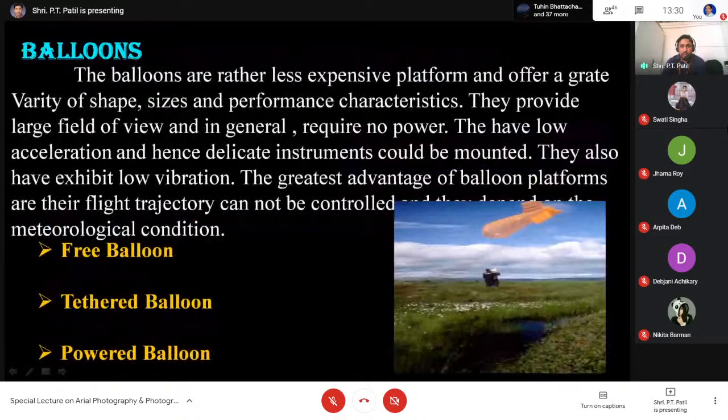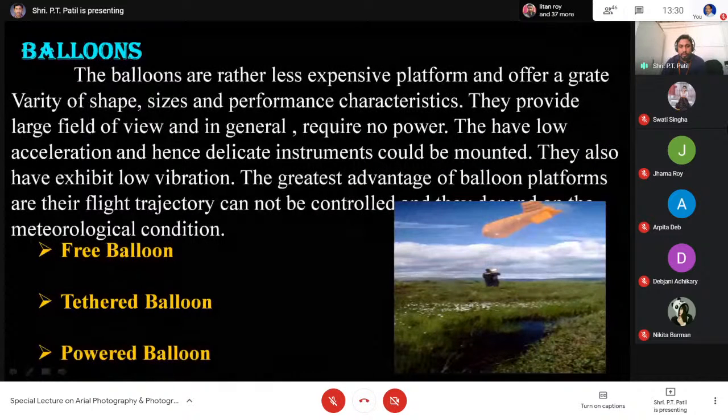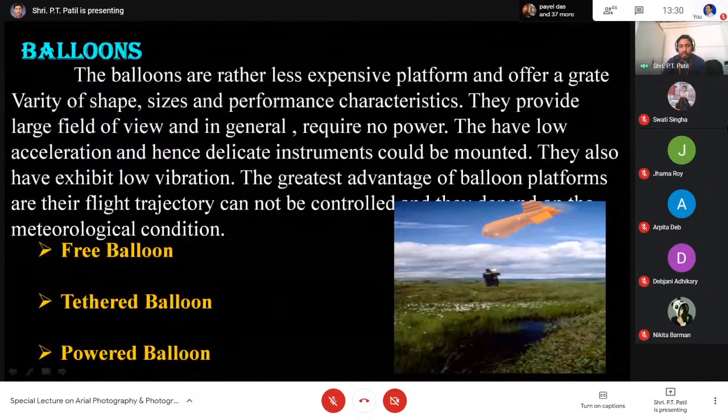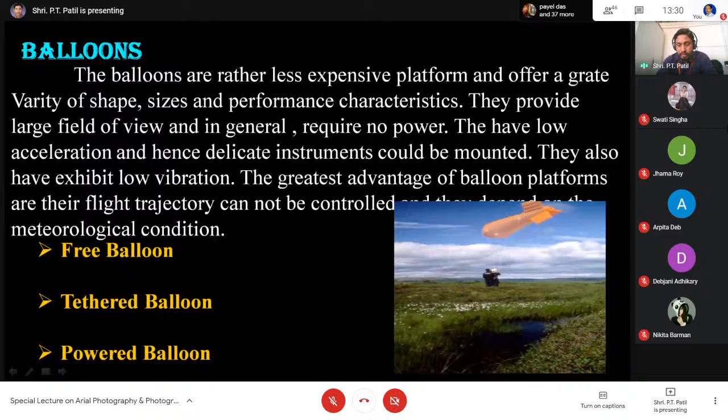Then how the balloons were used: there are three kinds of balloon: free balloon, tethered balloon, and powered balloon. With the help of free balloons we are able to capture the aerial photos wherever that balloon goes. There was no kind of remote control to capture the aerial photograph. But in case of the powered balloon, we have to control that powered balloon, and we are specifically concerned with a particular area.